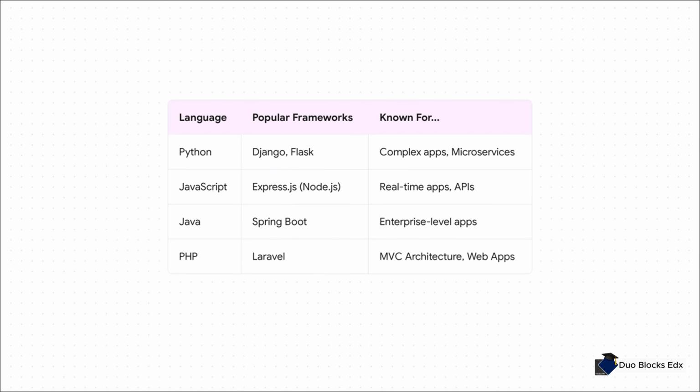Don't forget PHP. With a modern framework like Laravel, it still powers a massive chunk of the internet. And finally, there's Go, or Golang. This one is all about speed and performance. It's perfect for building services that have to be lightning fast.